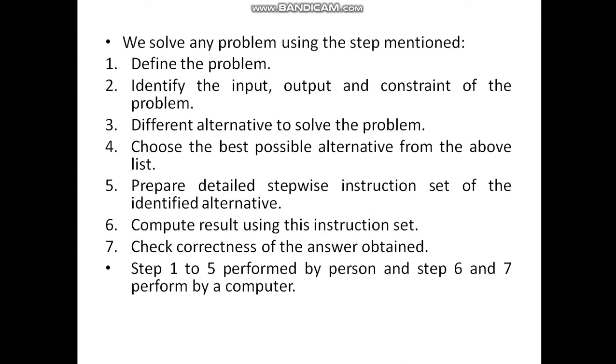Second step, identify the input, output and constraints of the problem. Take the example of finding the route from our home to school. Home is our input and school is our output, which is the destination where we want to go. Third step, find different alternatives to solve the problem and choose the best possible alternative from the list. Suppose there are two ways to reach the school from our home, first over the bridge and second under the bridge. Then choose the best possible alternative.